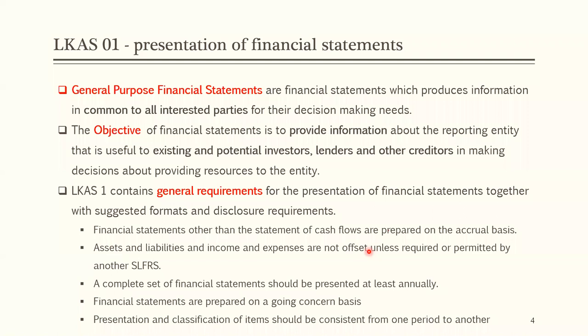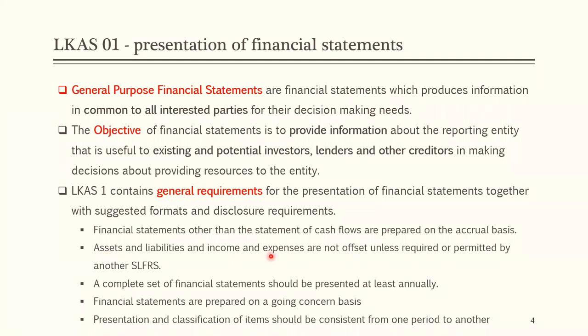Again, if we show trade receivables of 1500 and trade payables of 1000, when preparing a statement of financial position we cannot offset these two and report it as net trade receivables of 500. We cannot show a net trade receivables figure of 500. We need to present them separately. Assets and liabilities cannot be set off, right?